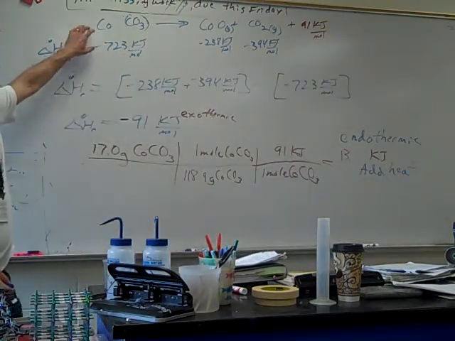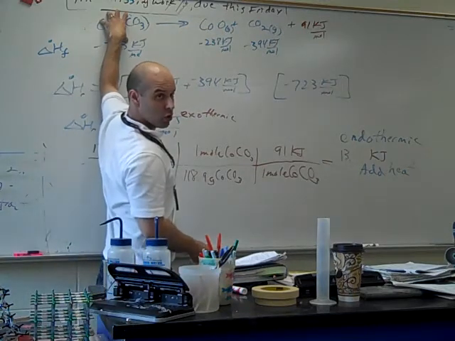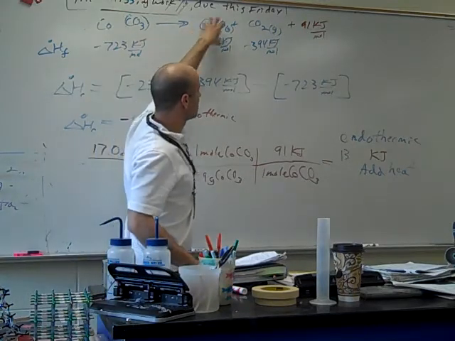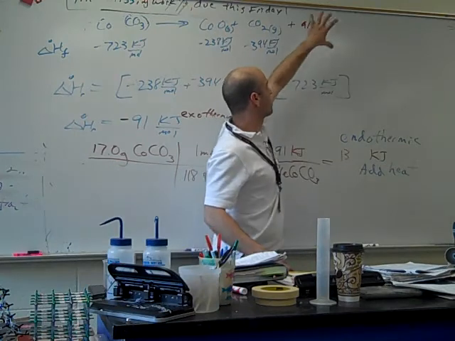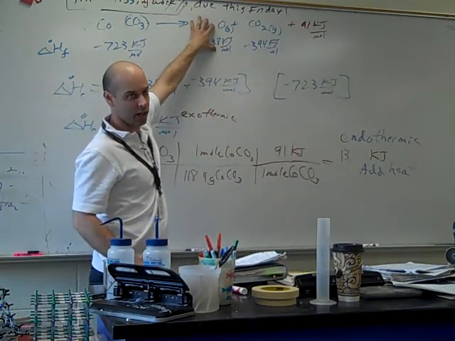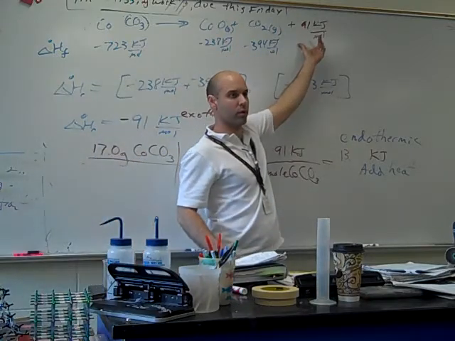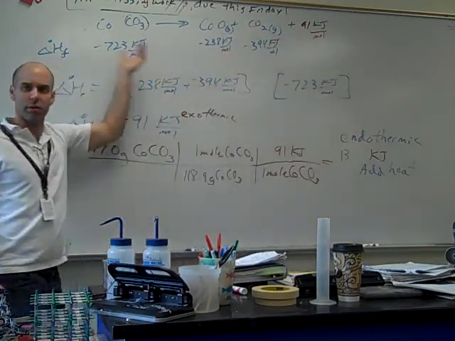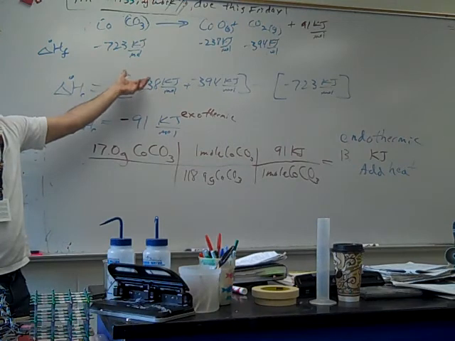Because what you're saying is, I'm destroying this, but I'm producing this, this, and this. So I'm producing the energy. I'm producing the carbonate. I'm producing the cobalt oxide. So when you're putting the energy as part of the equation, it's never negative.